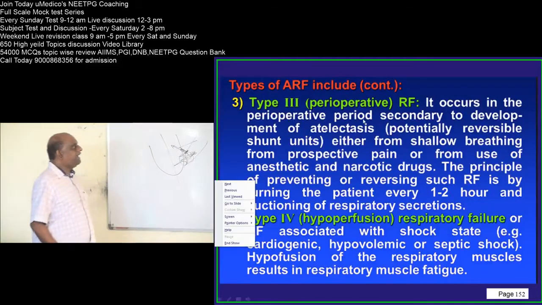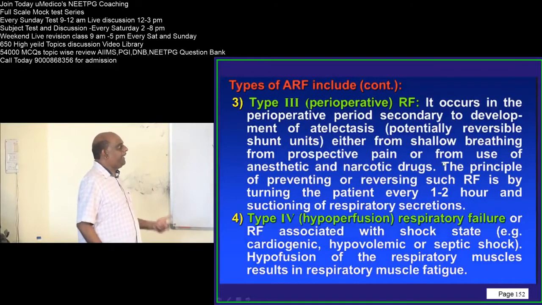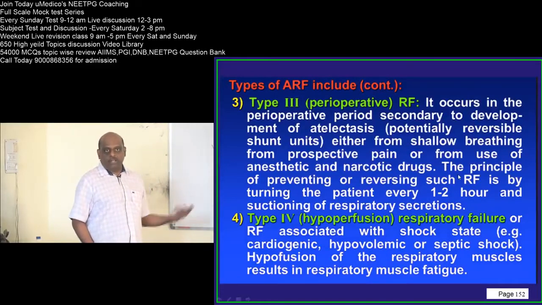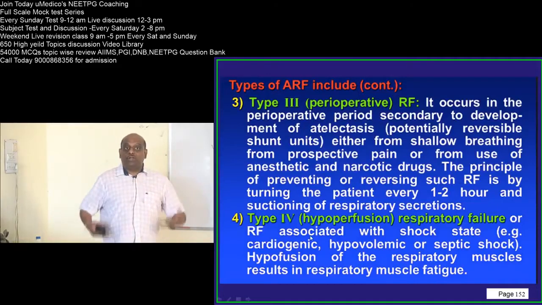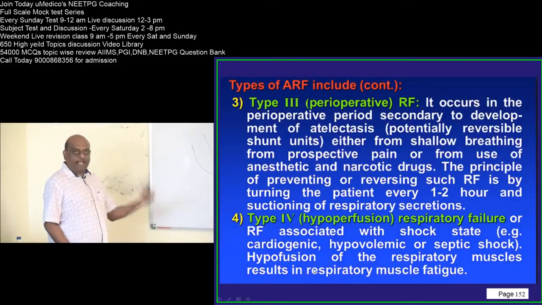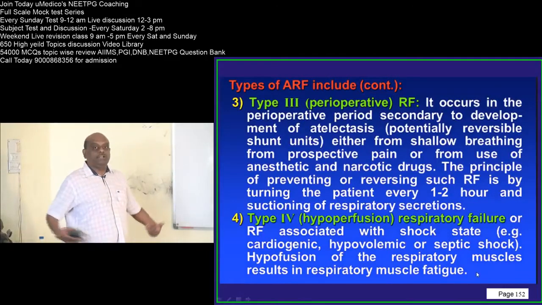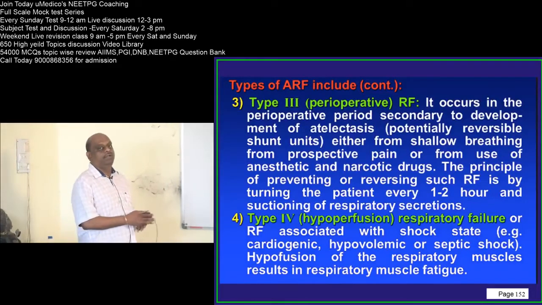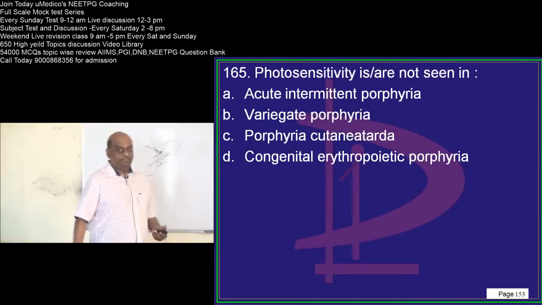Typically, whenever there is any atelectasis of the lung, either from shallow breathing due to pain or anesthetics or narcotic drugs, that leads to type 3 perioperative failure. Type 4 is called hypoperfusion respiratory failure. Whenever you are in a cardiogenic, hypovolemic or septic shock, then hypoperfusion to the respiratory muscles leads to development of respiratory failure, which is called type 4 respiratory failure, is what you have to be doubly sure about.